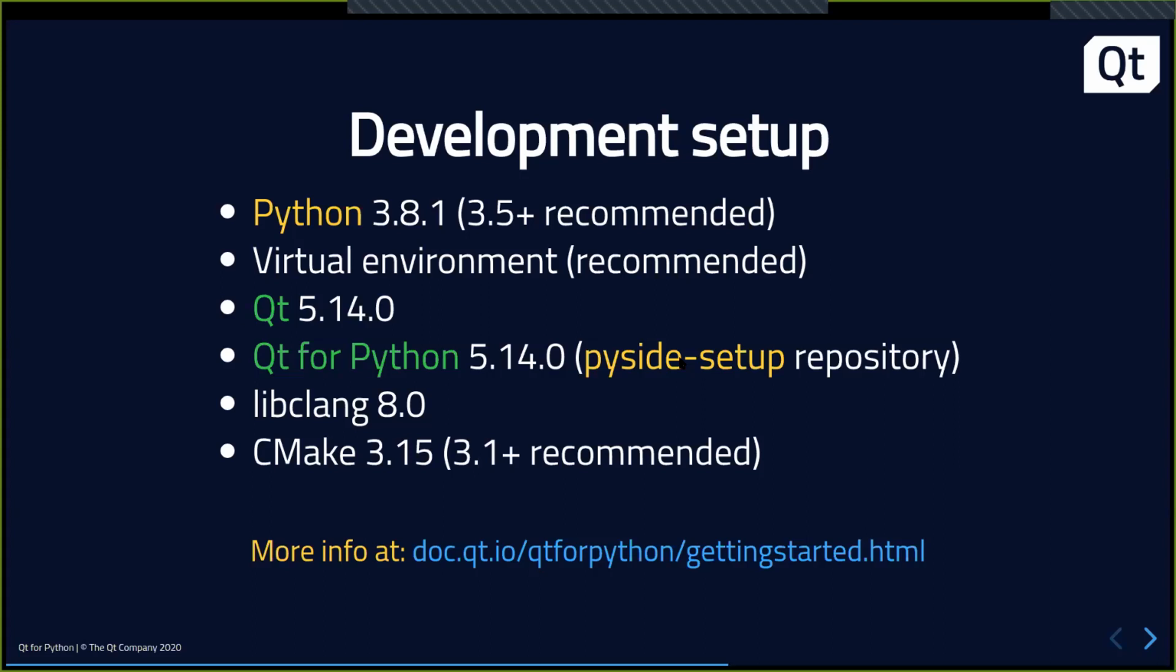I am using Qt 5.14.0 from the installer, the same thing with Qt for Python. So this means that I'm cloning the pyside-setup repository and going to the 5.14 branch. Also, I am using libclang 8. I know that some distributions don't have 8 yet, but you can get pre-built packages from download.qt.io, so you can check that out. And also CMake, for which version 3.1 onwards is recommended. I am using 3.15.